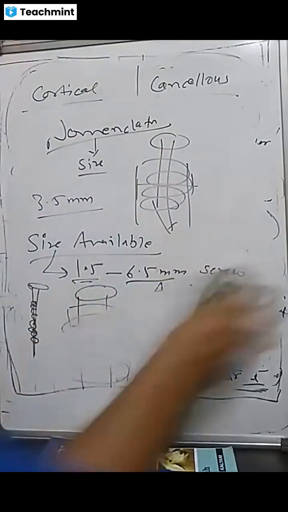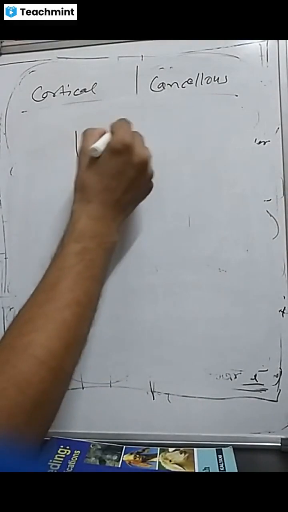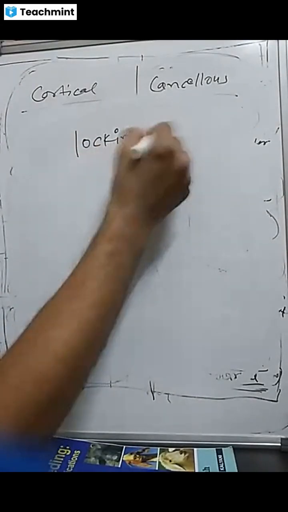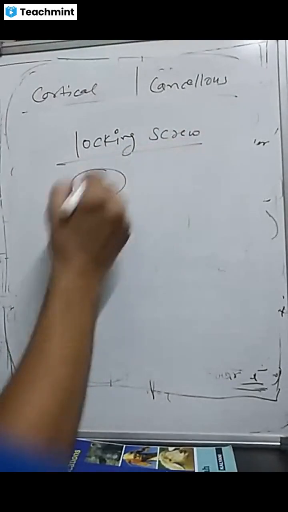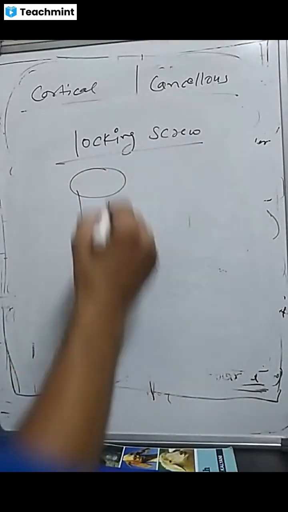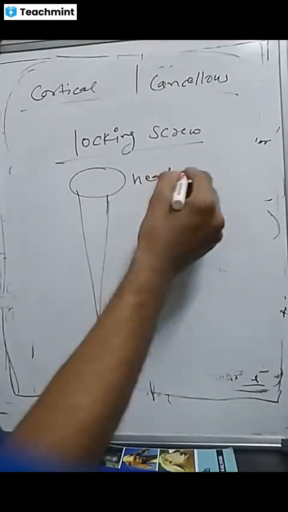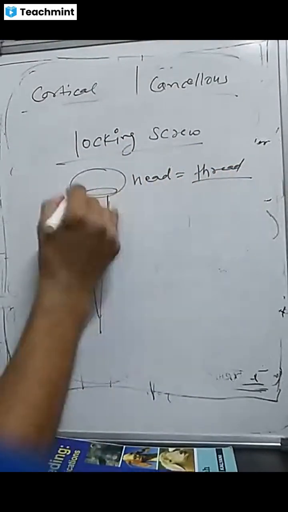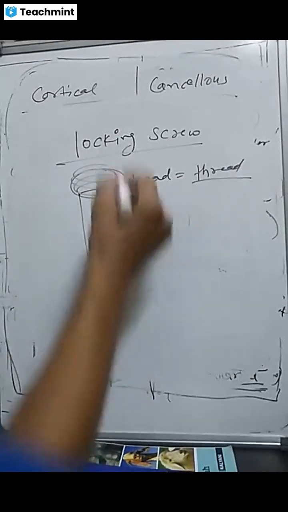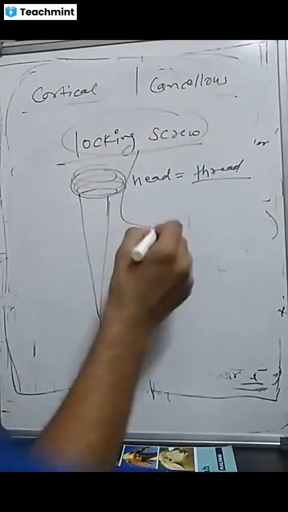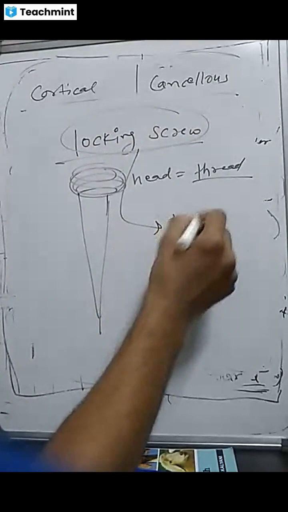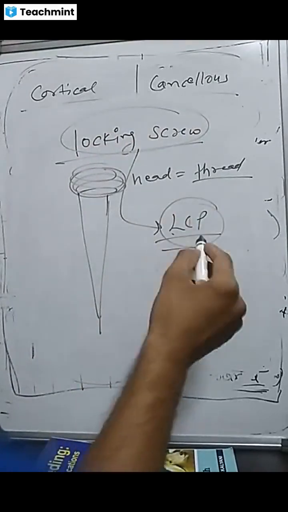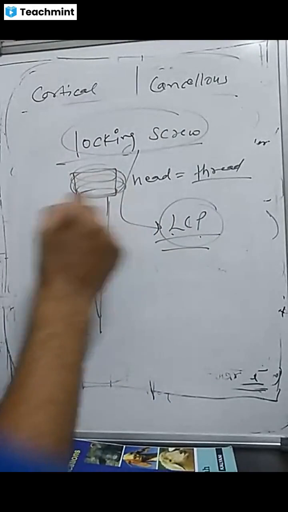Besides cortical and cancellous screws, there is one more term: locking screw. A locking screw means the head is also threaded. If the head is threaded, it is called a locking screw. Where is it used? In the locking compression plate, LCP. In the case of LCP, the head of the screw is also threaded.